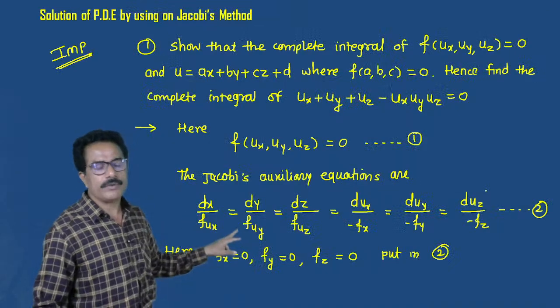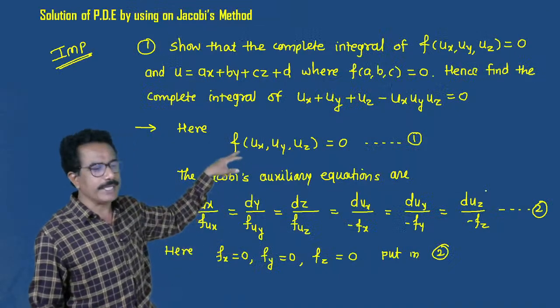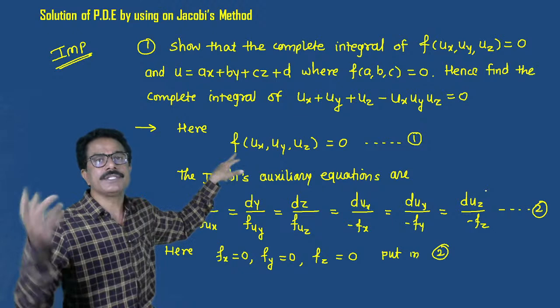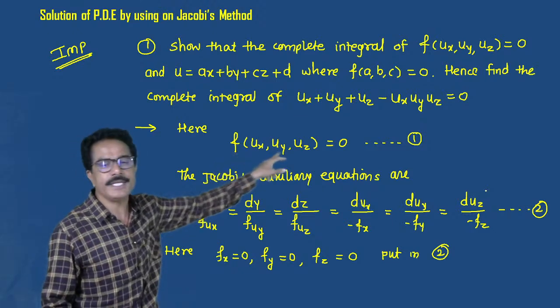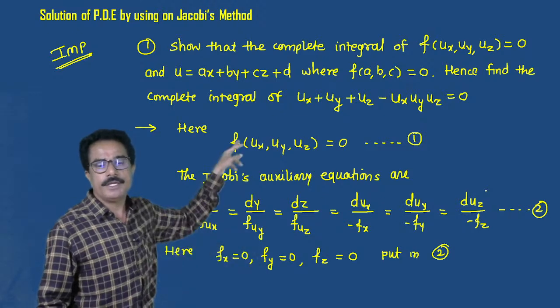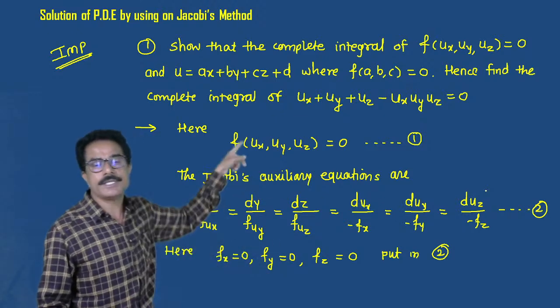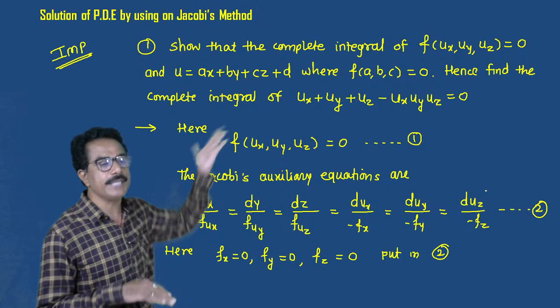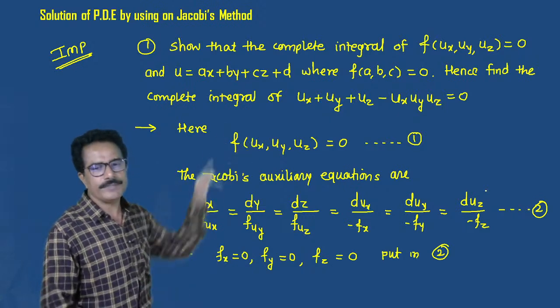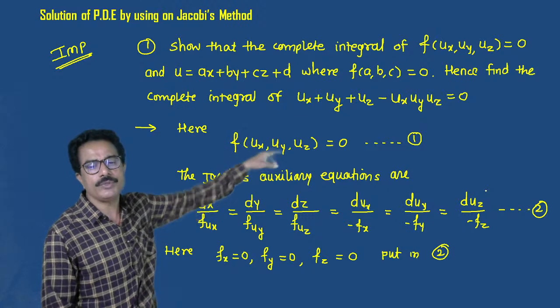So this is the Jacobi equation. Now from this equation we can say that fx, the partial derivative of f with respect to x, is 0 because there is no term of x. Fy will be 0. Fz will be 0 because x, y, z is absent in the given partial differential equation, which is in the form of ux, uy, uz only.